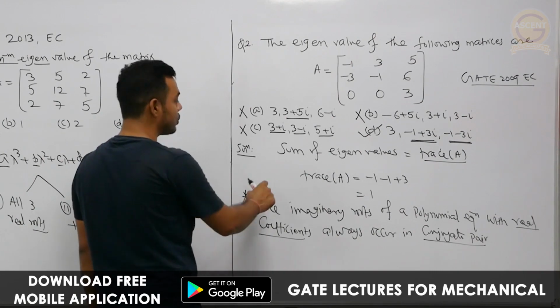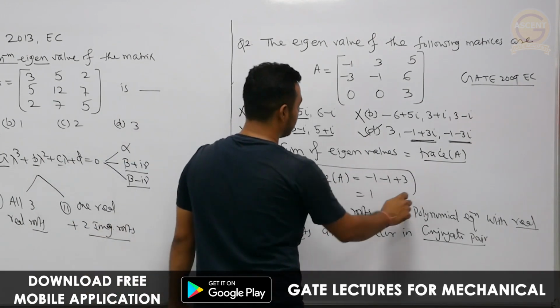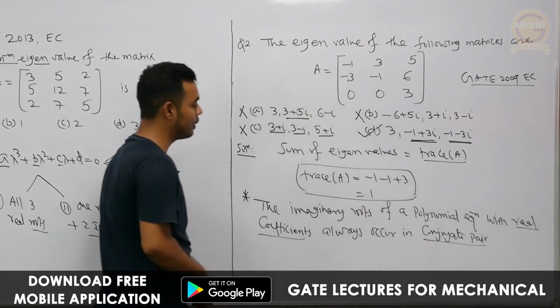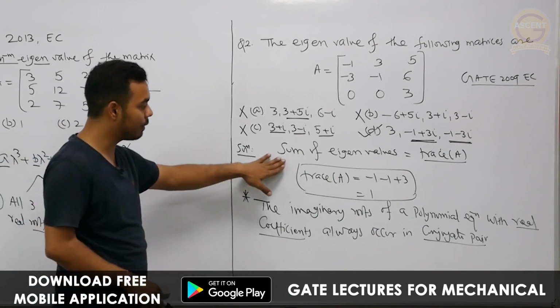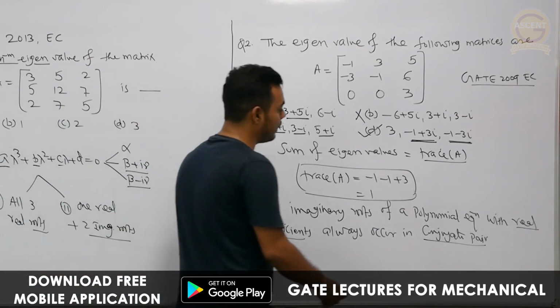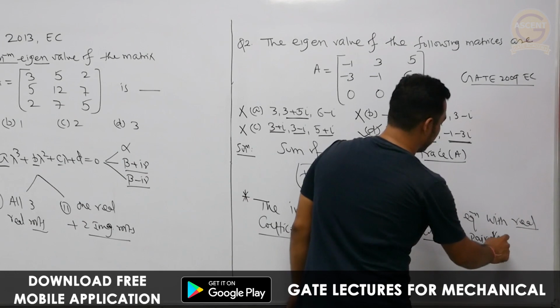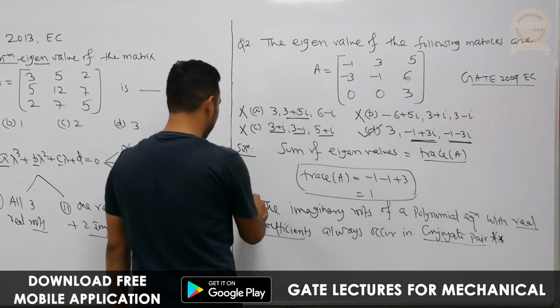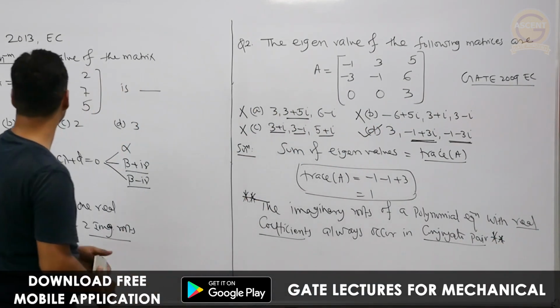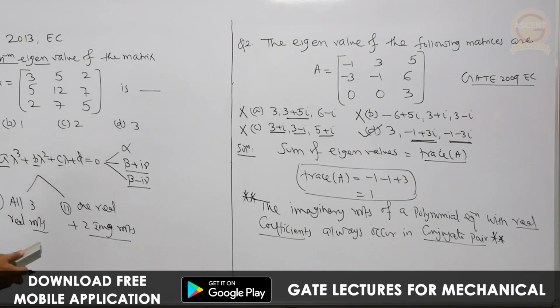Here you can directly solve this problem using the concept we have just learned. Trace is the sum of eigenvalues. But if you know this property, it will be very helpful for some other problems. So these were the two basic questions on eigenvalues. After this we'll see some other problems based on eigenvalues.